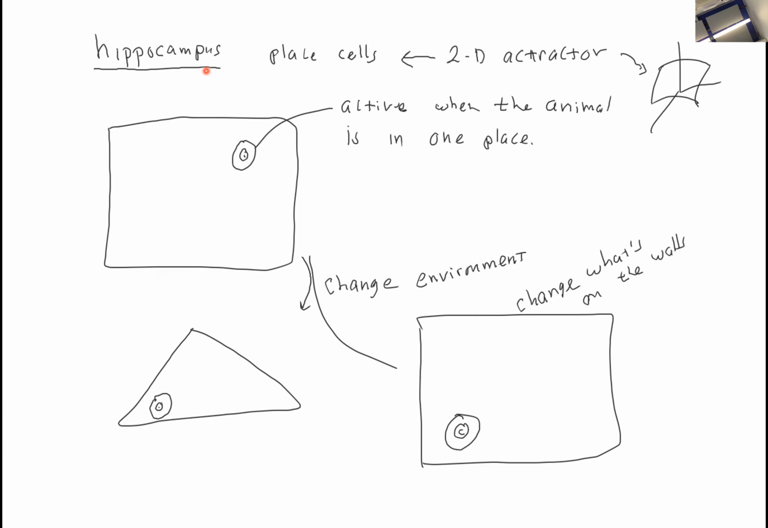So although technically you can't have multiple line attractors or multiple 2D attractors, in practice the drift is slow enough that they might be okay. Okay, let's stop here and take a break.